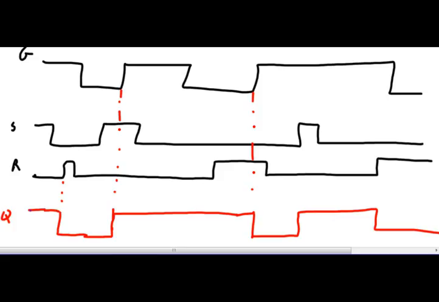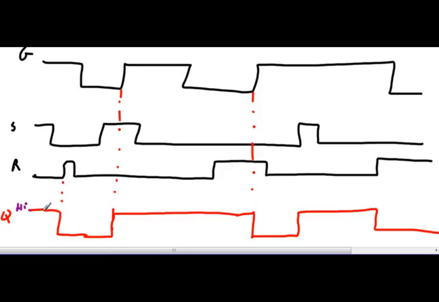Okay, good enough? One more time? Please. Okay, the gate has to be on for the set or reset to have any effect. If it's not on, the set and reset won't have any effect. Set means I go high. Reset means I go low. At the beginning of the problem, the gate's on, the set's on, I am high. So I'm starting high.